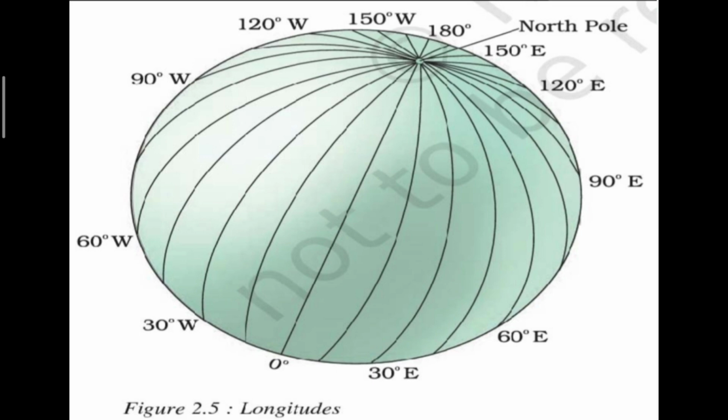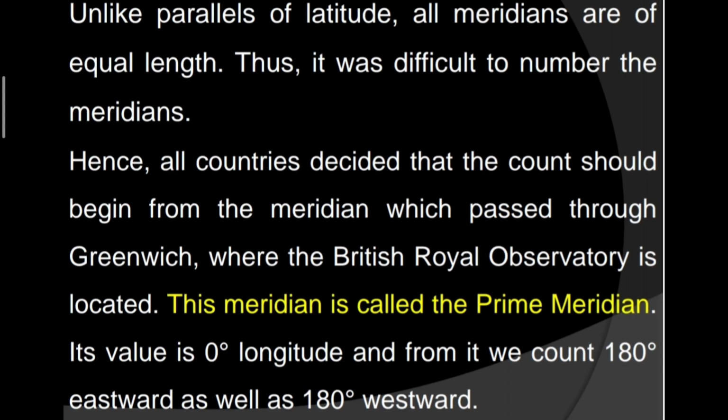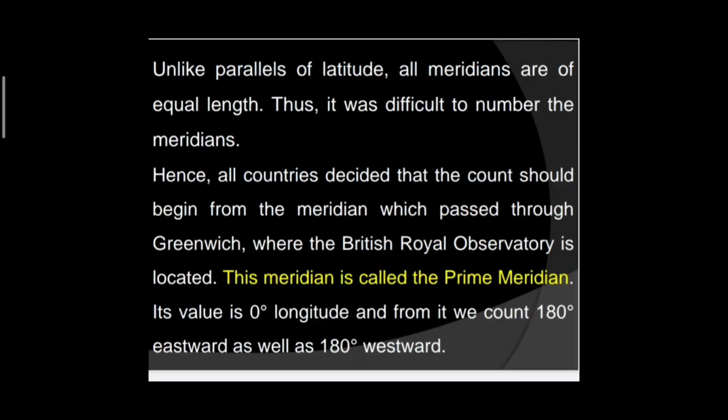Here is the picture of longitudes. Unlike parallels of latitude, all meridians are of equal length. Thus, it was difficult to number the meridians. Hence, all countries decided that the count should begin from the meridian which passes through Greenwich, where the British Royal Observatory is located. This meridian is called the Prime Meridian. Its value is 0 degree longitude, and from it we count 180 degrees eastward as well as 180 degrees westward.